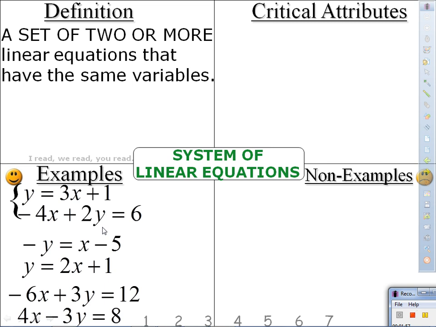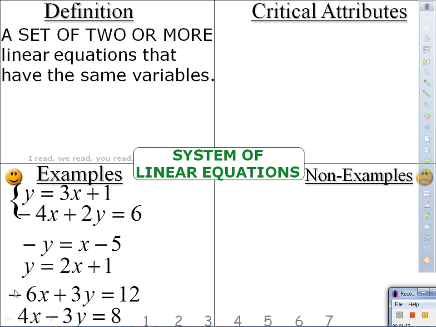All right. And right now you're just paying attention. Let me go to the second example. What do you guys notice on the second example? It doesn't have the set notation. Is that correct? But it is a system: negative y equals x minus 5 and y equals 2x plus 1. Let me go to the third one. Do we have two linear equations? Yes. Do they have the same variables? Yes. Now question. What if I gave you all of these four? Will that be a system?